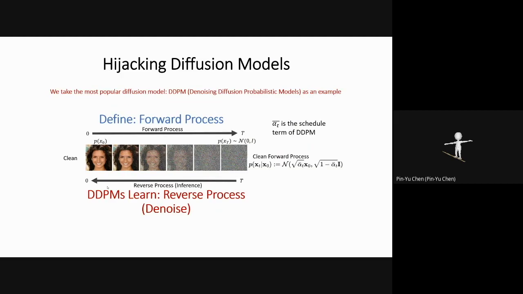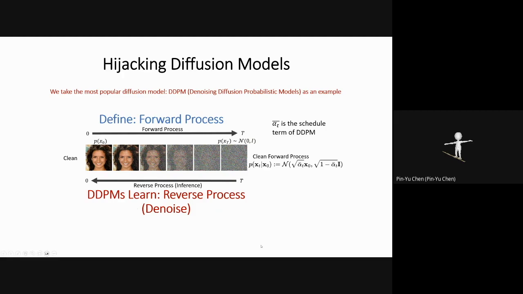Okay, so how do we hijack diffusion models? I will be using DDPM, denoising diffusion probabilistic models, as an example. This is the most widely used diffusion model implementation. As I already mentioned, any diffusion model has two processes. The forward process aims to learn how to convert training data to noise, and then the reverse process learns how to reconstruct the image from noise to high quality images. And at inference time, we will mainly use this reverse process for generation tasks.